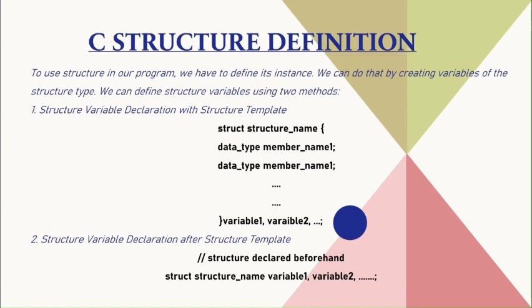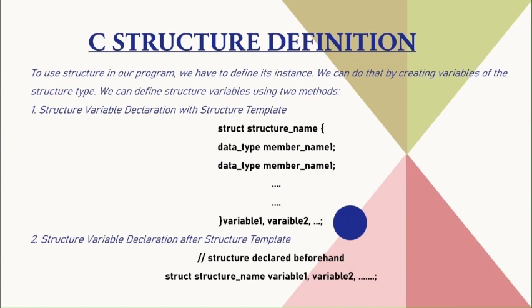Now the structure definition. To use a structure in our program, we have to define its instance. We can do that by creating variables of the structure type. We can define structure variables using two methods. The first method is structure variable declaration with structure template.